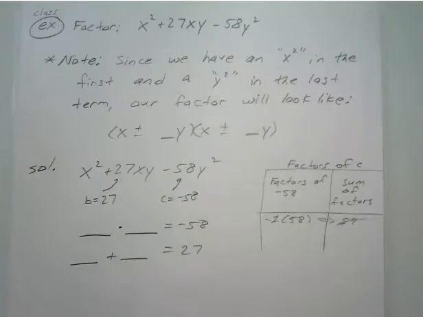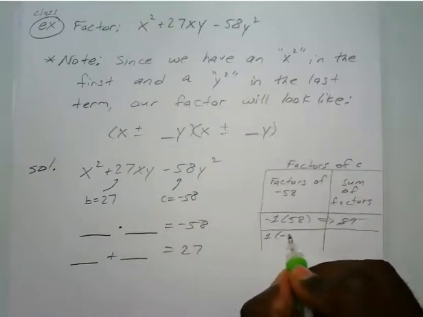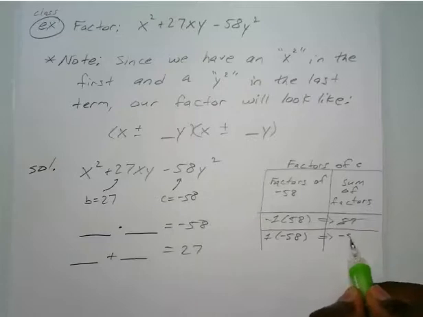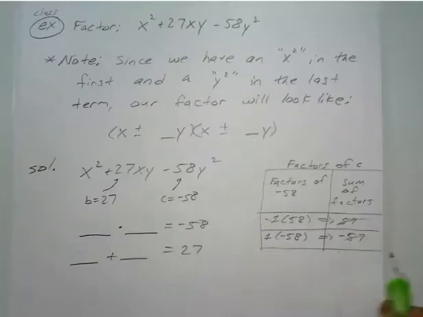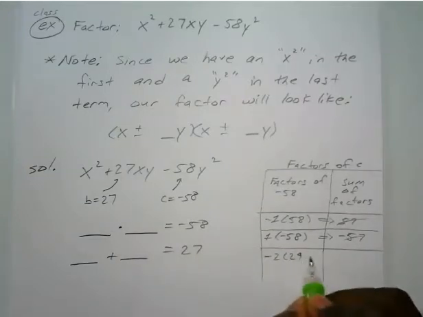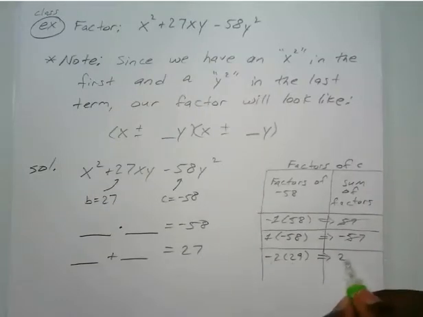Okay, I try to keep the same process throughout, because if you have the same process, you know you've covered all your bases. Okay, so we can try 1 times negative 58. If we add them together, we end up with negative 57, which is not what we're looking for. Okay, we can try negative 2 times positive 29. We add those together, we get positive 27, which is exactly where we need it to be.